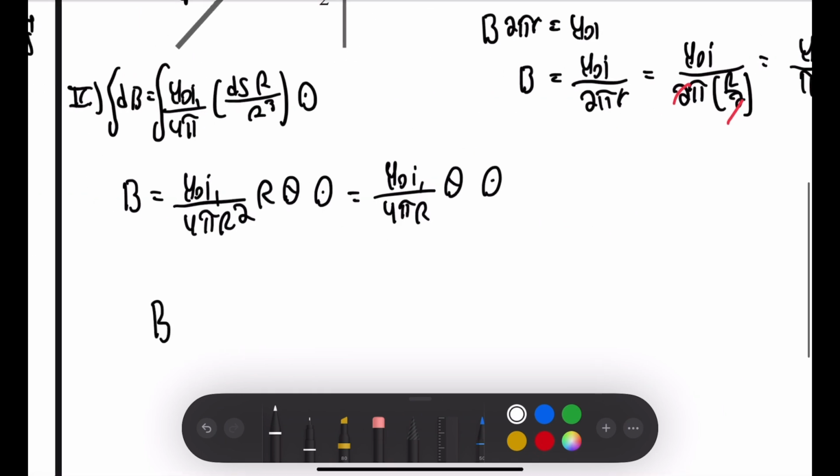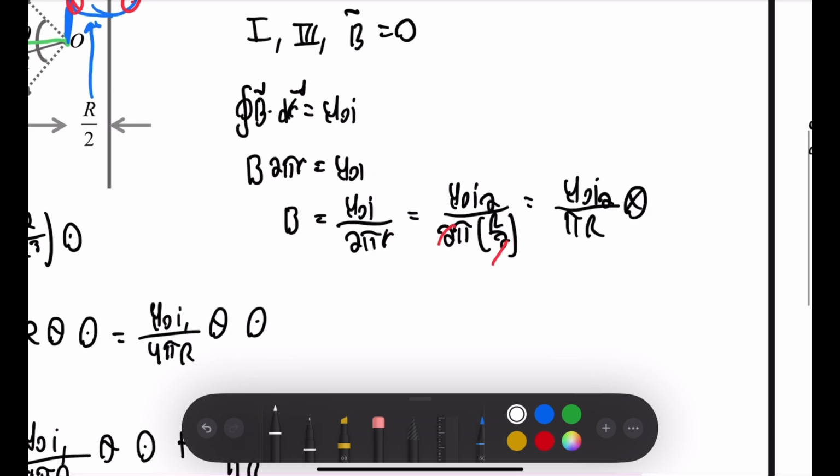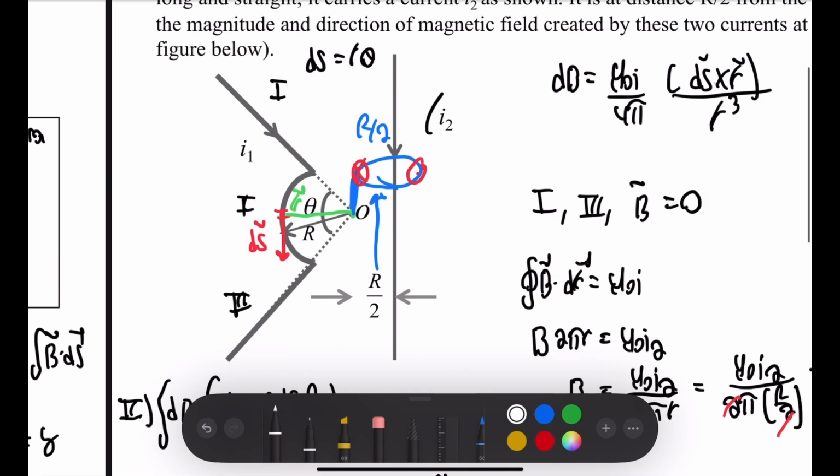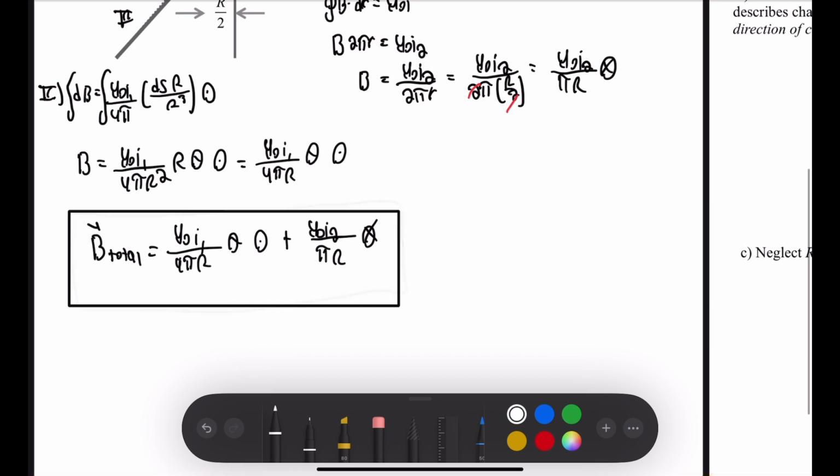So my answer is going to be B total. This is going to be mu naught I1 over 4 pi r theta out of the page plus mu naught I2 over pi r into the page. This should be I2, right, because the current's not the same. This one has a current of I2. So yeah, that'd be the final answer.